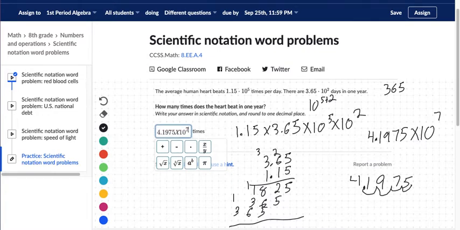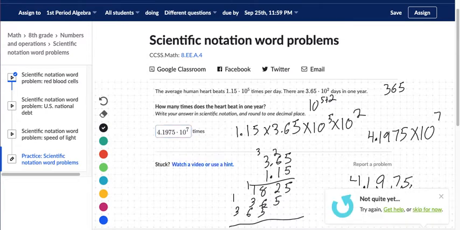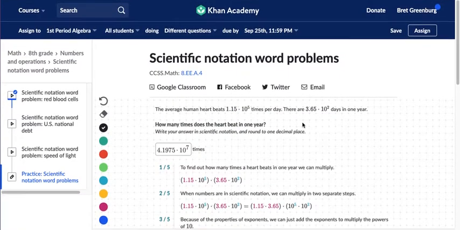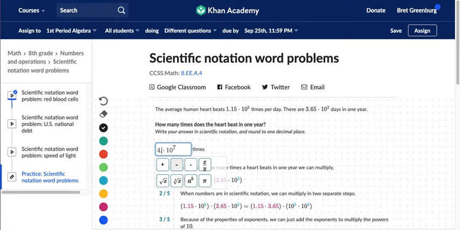So you need to find someone that will give you $1 for every time your heart beats in a year. And you'll be very well off by the end of the year. Except I did something wrong. Round to 1 decimal place. There we go.